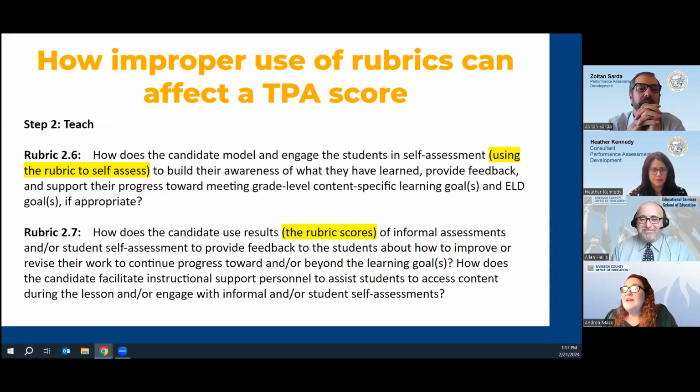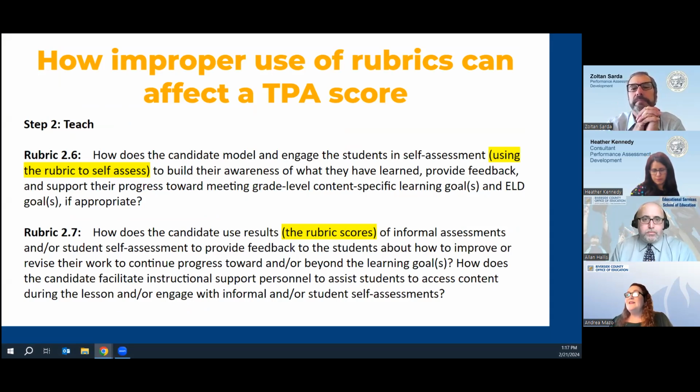Now also, we see that it's a requirement in the teach steps. This is part of the video steps. They have to show themselves using the rubric for the students, where the students are self-assessing themselves. Well, if they're using a checklist, that's not a rubric, so that will cause their score to go down a little bit.